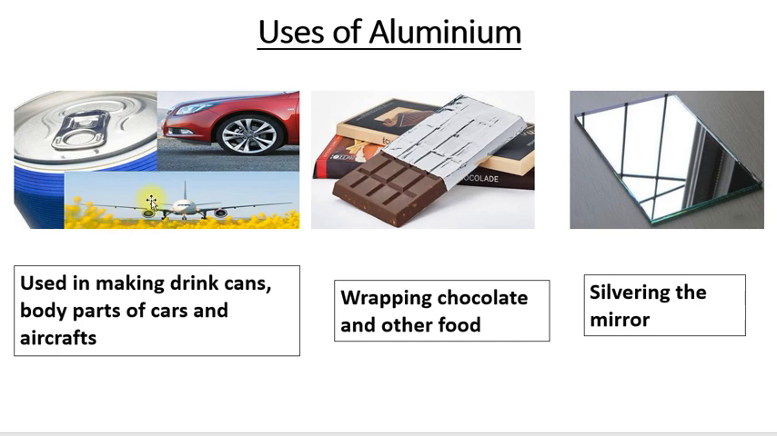It is a light metal and it is used in making drink cans, some body parts of the cars and aircraft, and wrapping chocolate and other food. You can see the chocolate, because it saves the things from rusting, that's why they are wrapped in aluminium. Mouth-watering chocolate is here. And silvering the mirror: the back side of the mirror is silvered by aluminium.